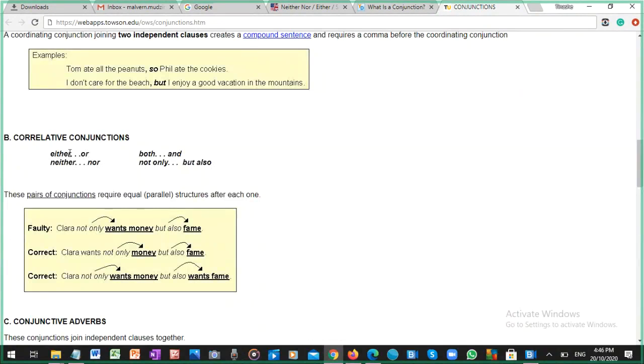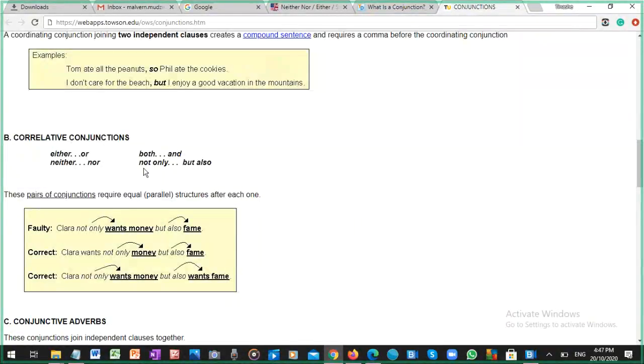So, either is a conjunction, and or, as we know already from above, is already a conjunction. Does that make sense? Okay. Then neither is also a conjunction, and nor, from the first one we know it's a conjunction. Does that make sense? Okay. Then both and are conjunctions. We know that and is a conjunction already, so both is also a conjunction. So when you use both, you have to use and. And when you use neither, you have to use nor. When you use either, you have to use or. Does that make sense? Okay.